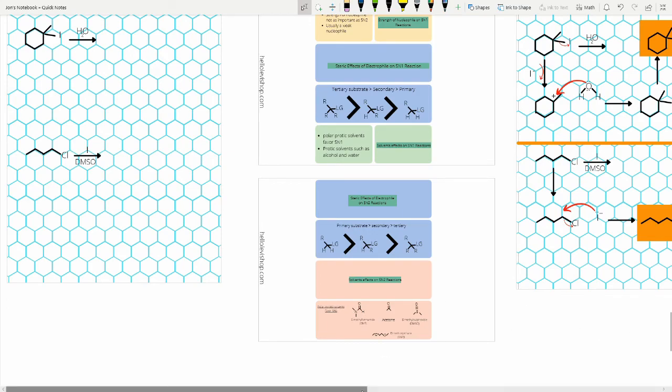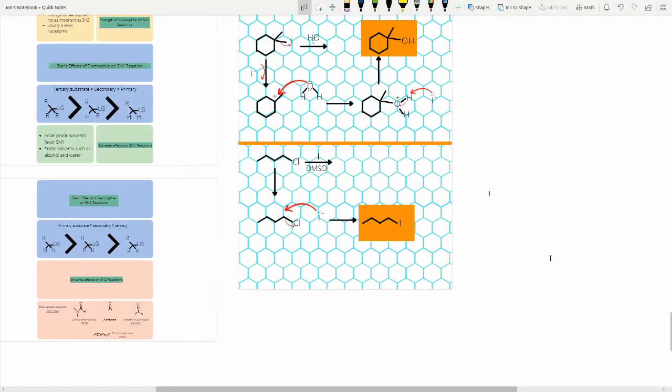Again, let's move it to the right so we can see mechanistically how this works out. The iodide atom attacks on the backside of the electrophilic carbon, as you can see right here, and at the same time the leaving group leaves, and this forms the product right here on the right in the orange box.